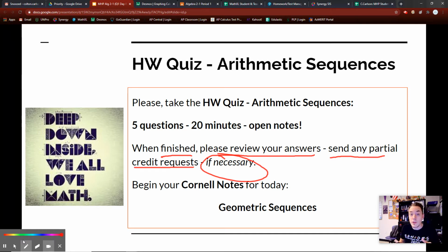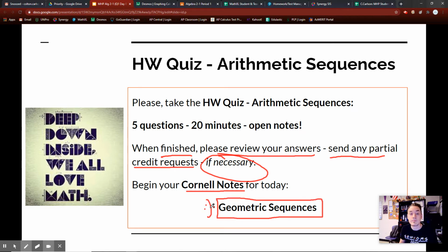Okay, so if you just maybe missed a number, if you forgot a comma, if you maybe put a parentheses when it wasn't there, or maybe put x equals and they just wanted the number there, anything like that, Math Excel will mark you completely wrong. But if you send me an email, I will go in and I will adjust it accordingly. Okay, so please make sure to do that. After you're done with the homework quiz, start your Cornell notes for today. We're going to go through geometric sequences. Awesome. Pause the video.